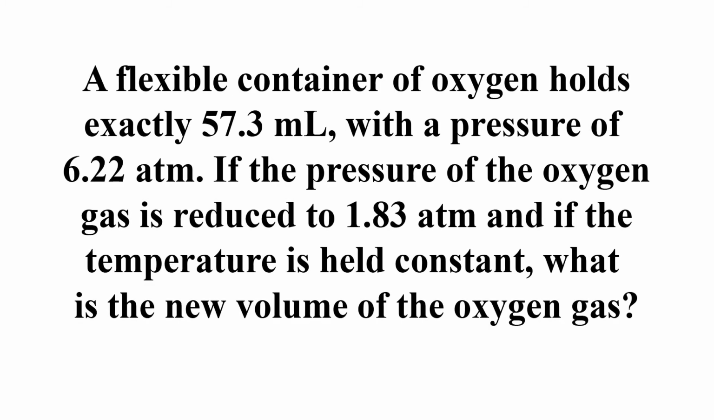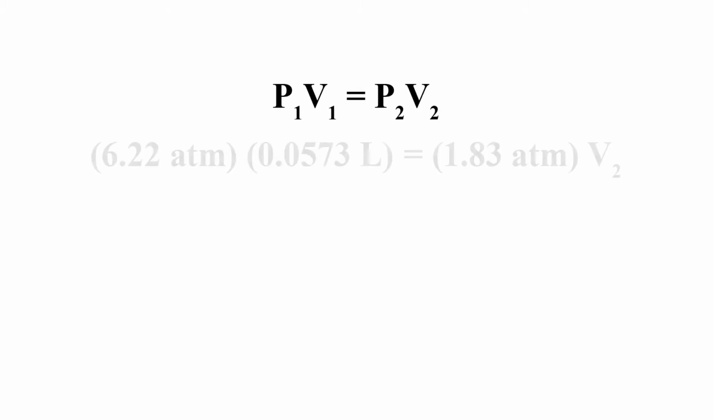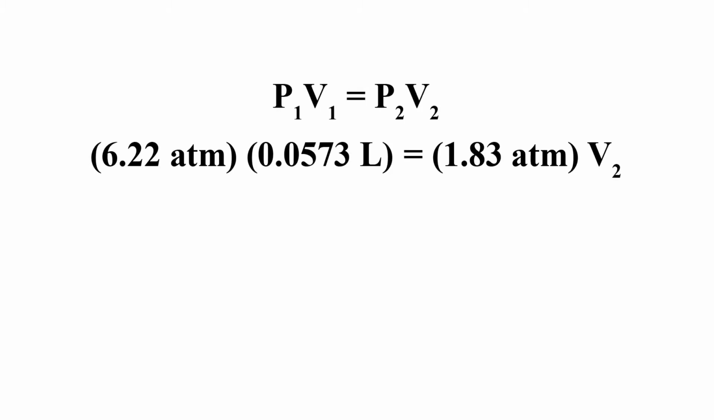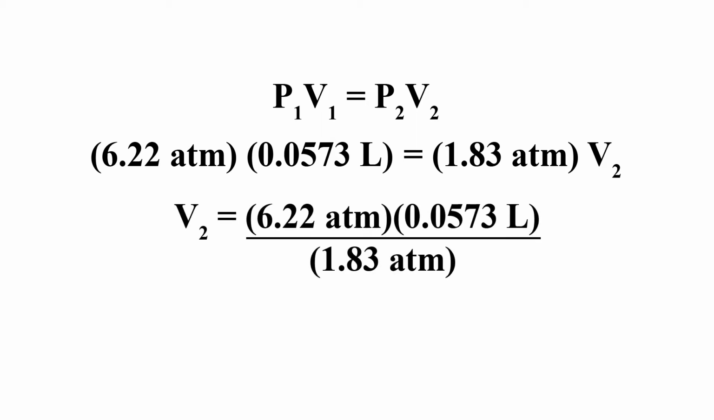A flexible container of oxygen holds exactly 57.3 milliliters with a pressure of 6.22 atm. If the pressure of the oxygen gas is reduced to 1.83 atm and if the temperature is held constant, what is the new volume of the oxygen gas? Once again, you can solve this problem in the same manner that you did M1 V1 equals M2 V2. Since we're trying to find the final volume, all we have to do is divide the initial pressure and volume by the final pressure, which results in 0.195 liters of oxygen.